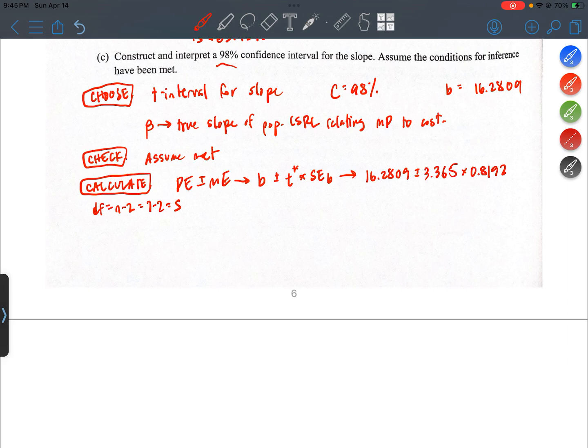All right, I'm doing this off screen. I'm going to calculate the endpoints of this interval. 16.2809 minus 3.365 times 0.8192. Okay, so the left endpoint is 13.52, and the right endpoint is 19.04.